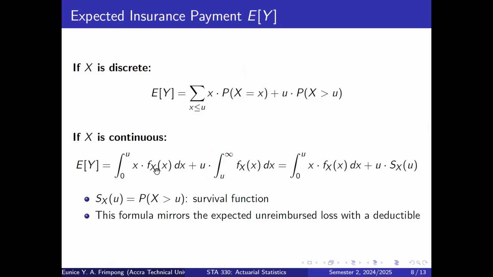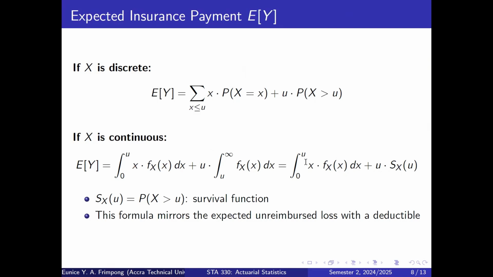And we have X times the PDF of X, or U times the integral of f of X, where the loss is more than the policy limit. So we can simplify this to be the integral from 0 to U of X times f of X dx, plus U times the probability that the loss is more than U, which is represented by the survival function here.